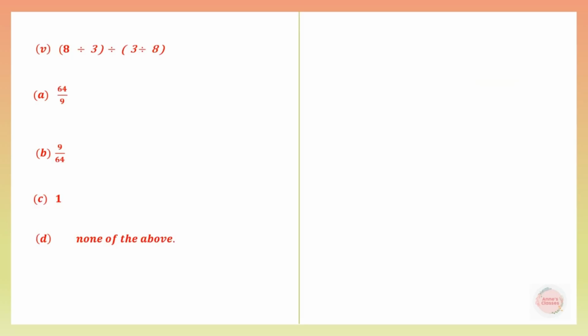Question 5. 8 divided by 3 divided by 3 divided by 8. What is the answer? So 8 divided by 3 divided by 3 divided by 8. So this will become 8 by 3 into, now here we're going to write the reciprocal again, 8 by 3. So now 8 into 8 is 64. 3 into 3 is 9. 64 by 9 is our answer, which is option A.